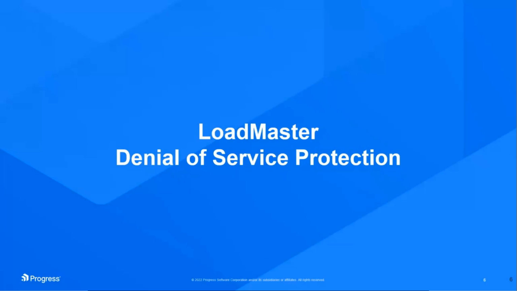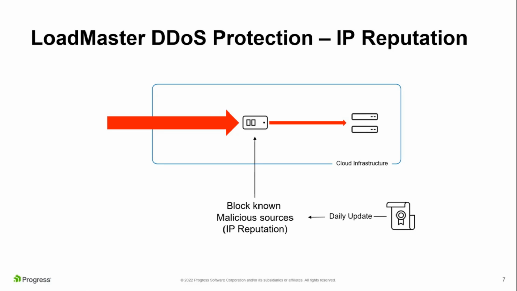So now we'll look at how we can add some DDoS protection with LoadMaster. The first layer of protection is to block traffic from known malicious sources based on their IP address. LoadMaster maintains a list of malicious IP addresses that is updated regularly and will drop connection requests from these IP addresses before they get to the application servers.